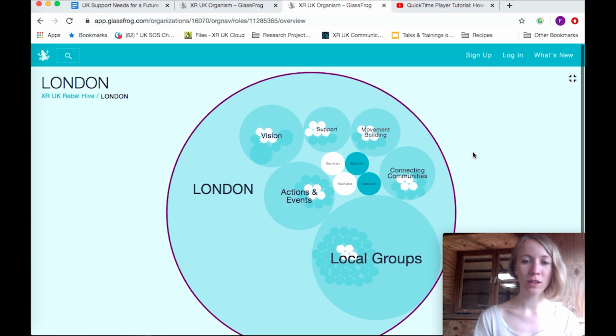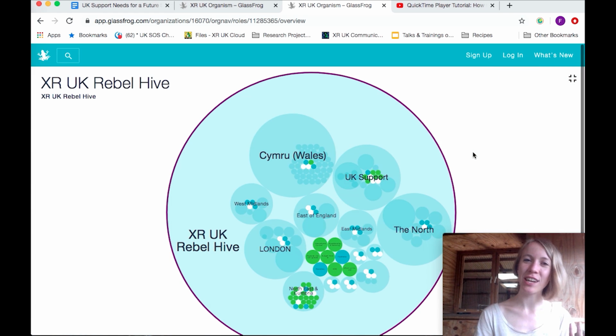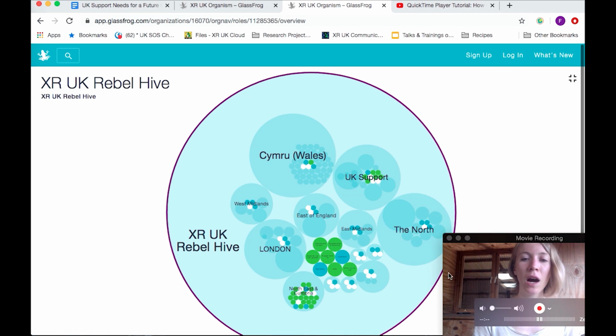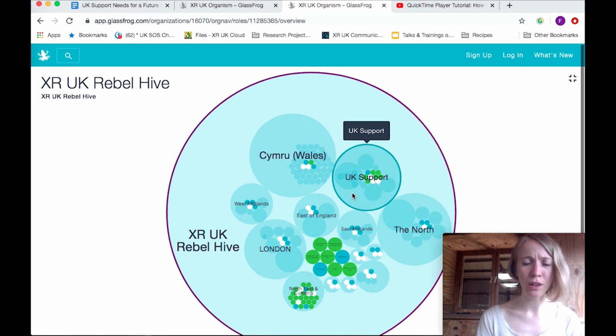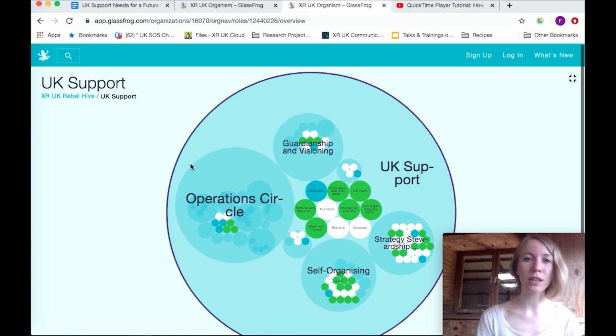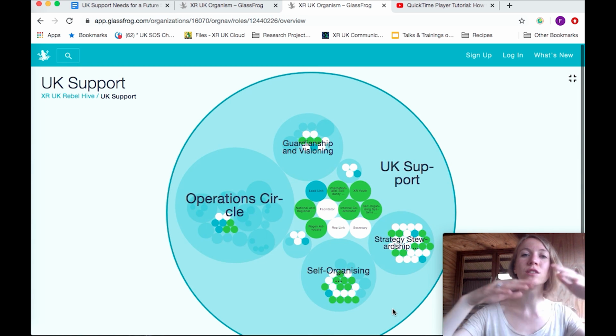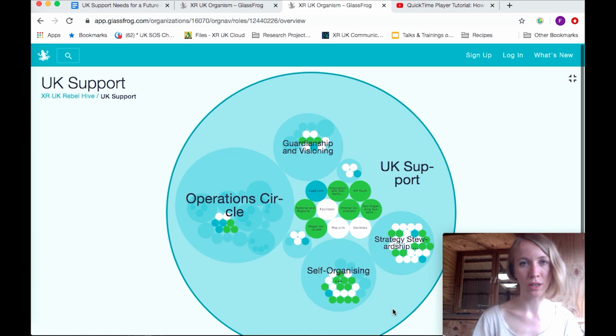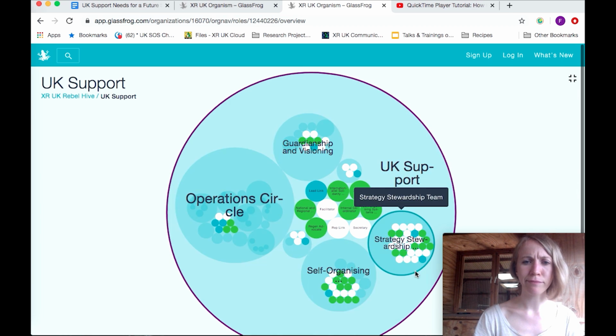So this is London, might not be quite what the London organization actually looks like, but it's something like that. And the same with the North, East Midlands. What other circles might you be interested in? If you look into UK support, you find the teams that make certain decisions on a UK-wide level for all of the UK, and that support local and regional groups across the UK. So you can find the self-organizing system team here, for example, that tries to help rebels use the self-organizing system.